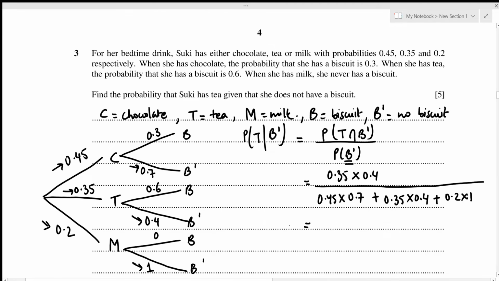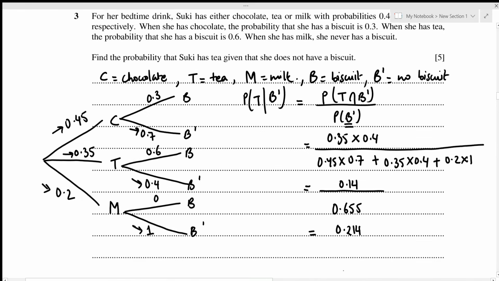Now the numerator value is going to be 0.14, and the denominator value is going to be 0.655, which gives us the total probability of 0.214. Alright, this concludes the third question. Let's move on to the fourth one.